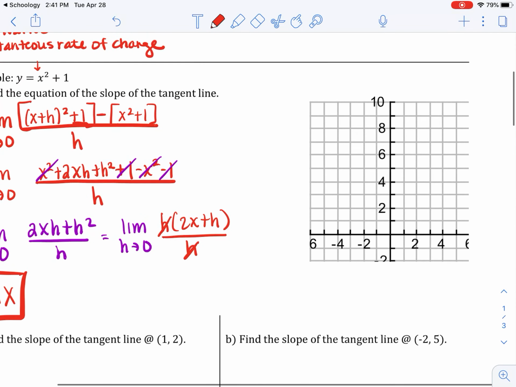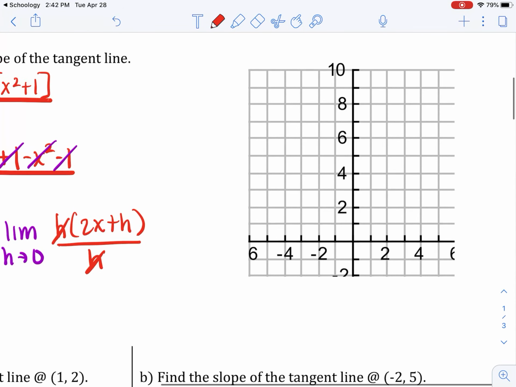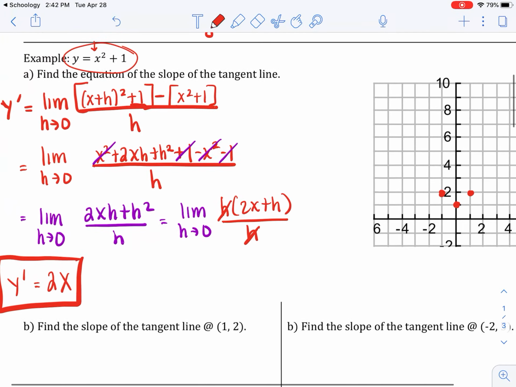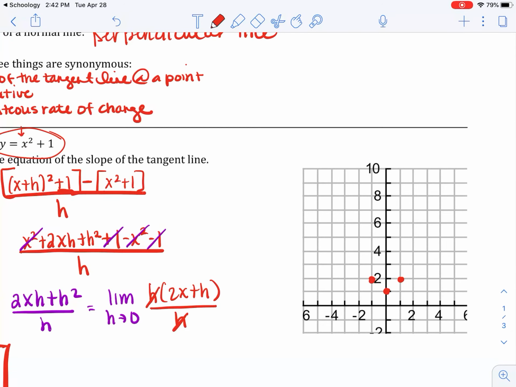So to get a better idea of what we're talking about here, let's graph this parabola, y equals x squared plus 1. So I know the y-intercept, I know the vertex is (0, 1). And then if I plug in 1, I get 2. So that means if I plug in negative 1, I get 2. And if I plug in 2, I get 5. And it's symmetric here. Okay, so this is what my parabola looks like.